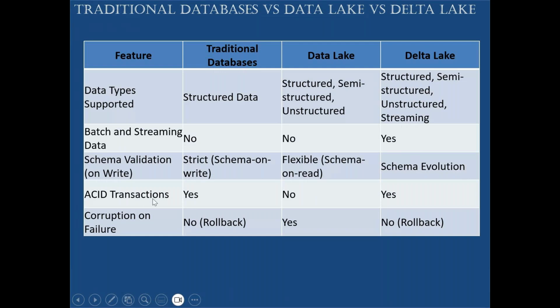Next, ACID transactions: databases have ACID transactions, and Delta also has ACID transactions, but a data lake does not have that. Corruption on failure: in a data lake, corruption of data is possible. In Delta, there won't be any corruption; it will throw an error immediately if the data is going to be corrupted. Clear, all of you, team?